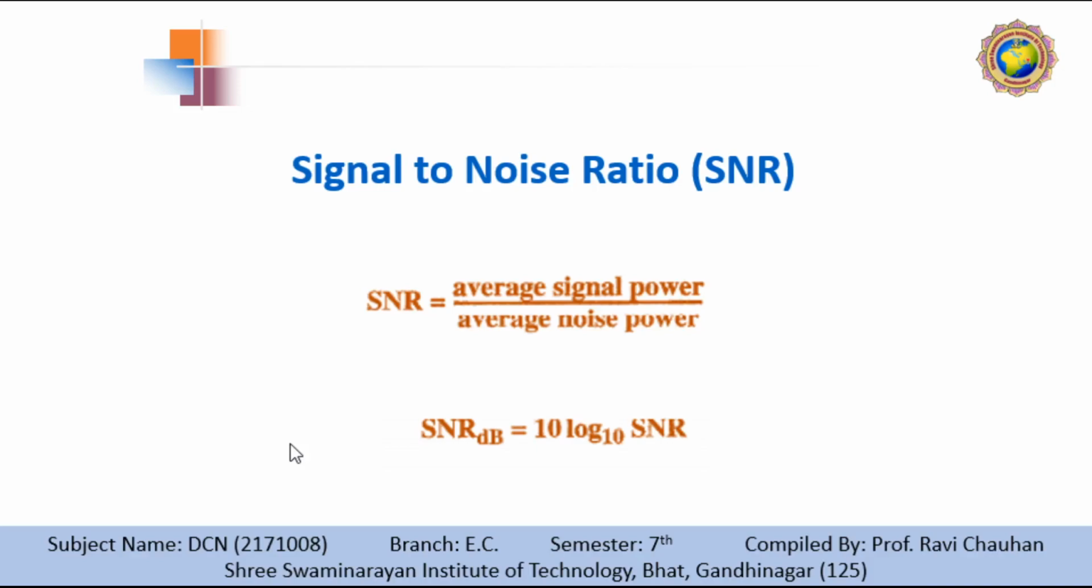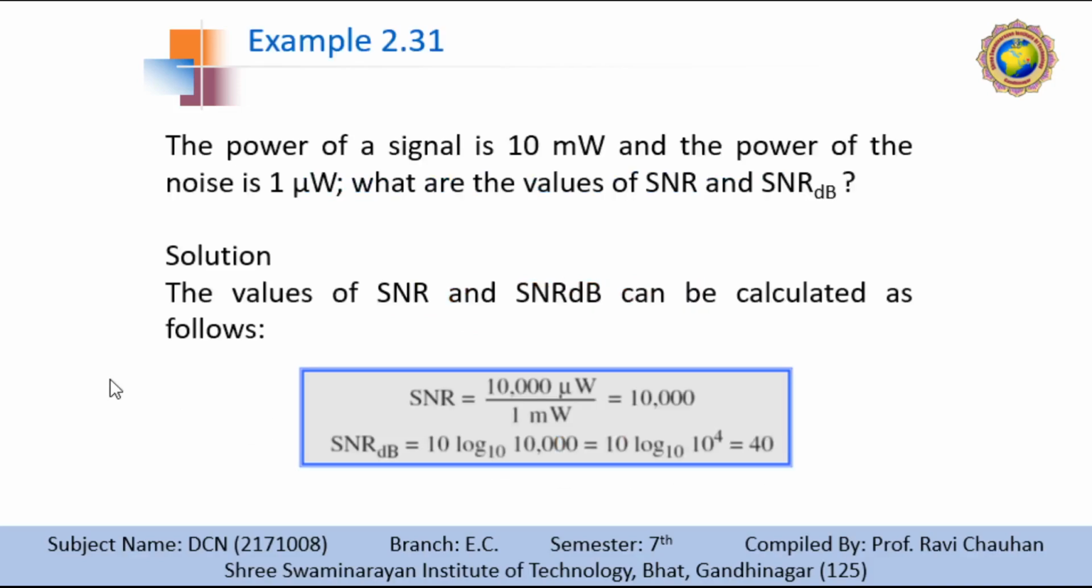Because the SNR is the ratio of two powers, it is often described in decibel units, SNR dB, which is defined as 10 log base 10 of SNR. Let's have an example. The power of the signal is 10 milliwatts and the power of the noise is 1 microwatt. What is the value of SNR and SNR dB? The values of SNR and SNR dB are calculated with the following equations. It is very easy to calculate from the given data.